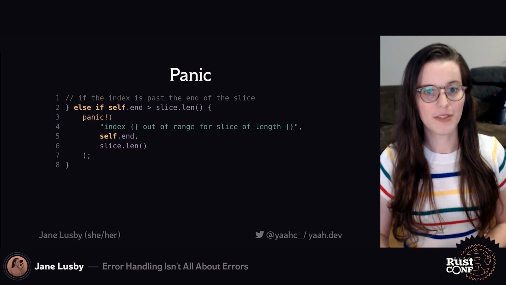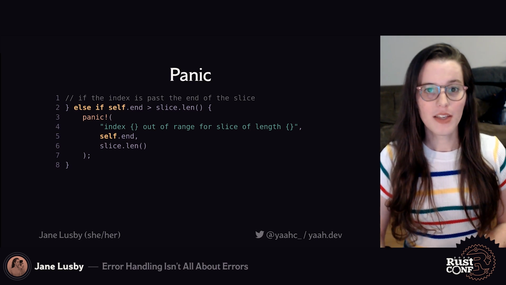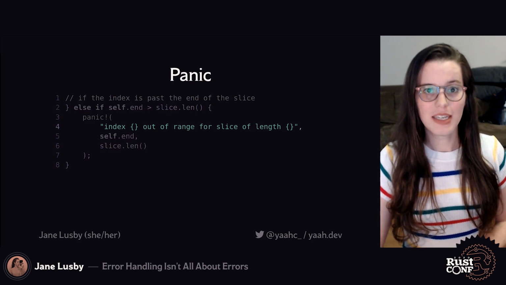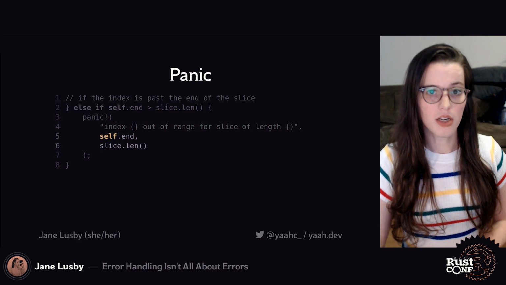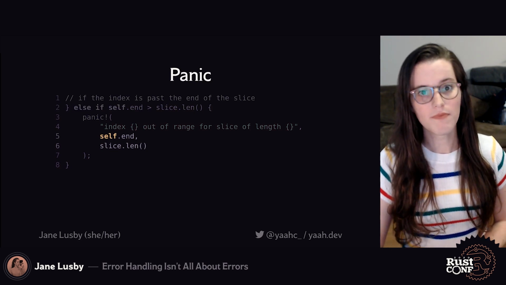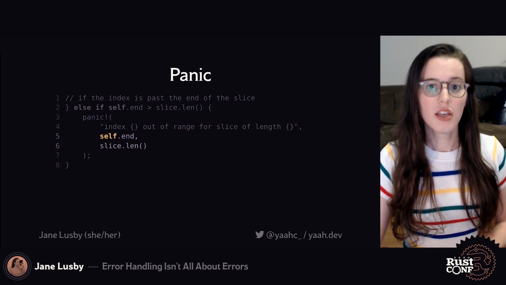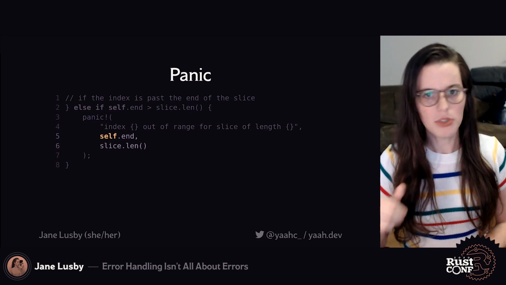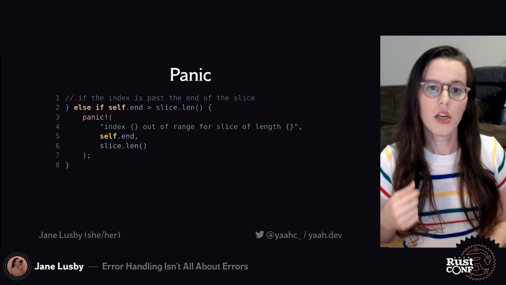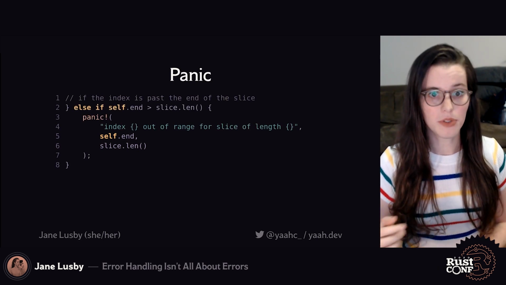Here we can see an example of an index out of bounds error. The only input for the panic macro is an error message and optionally some context to include in that error message. Reporting and default context gathering is done by the panic hook. And by default context gathering, I mean capturing the caller location or capturing the backtrace if it's enabled.